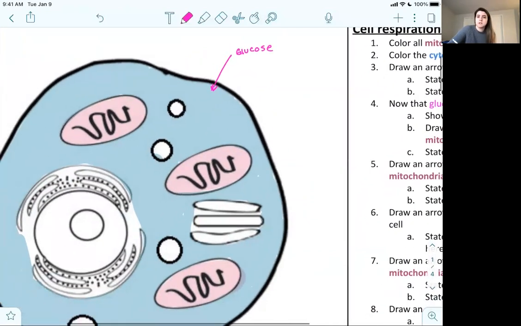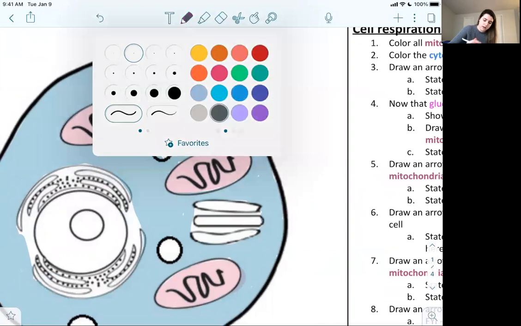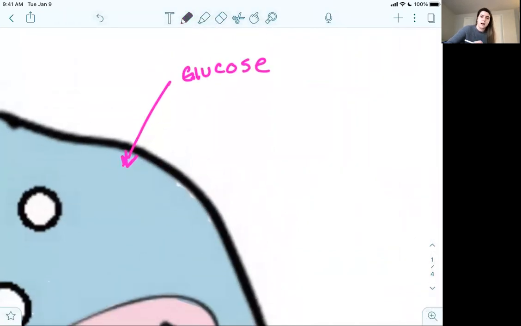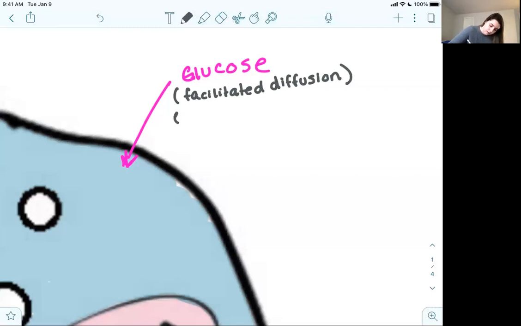It also asks me to include what type of transport movement it uses and that it is coming from the small intestine. Glucose is one of those molecules that's a little bit too big to use simple diffusion. So the other option here, since we are going from high concentration to low concentration, is going to be facilitated diffusion. So I'm going to write that in parentheses here, facilitated diffusion. And then it said to write from the small intestine because glucose is coming from our food and into our cells.